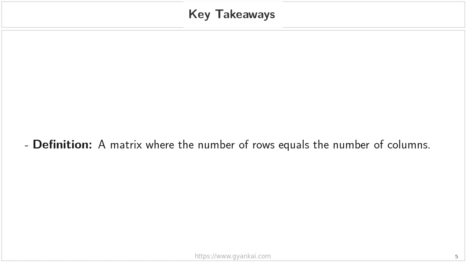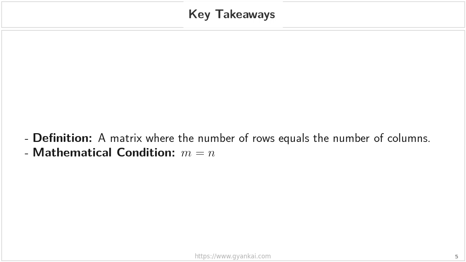Key takeaways. Now that we have explored the definition, worked through a real-world example with the distance matrix, and identified common pitfalls, let us summarize the key takeaways to ensure you have a solid foundation. First, let's revisit the core definition. A square matrix is any matrix where the number of rows is exactly equal to the number of columns.